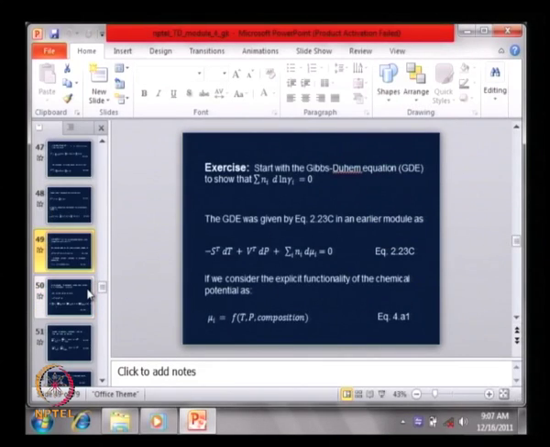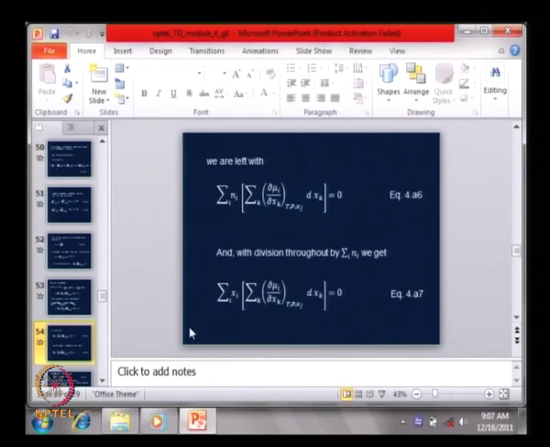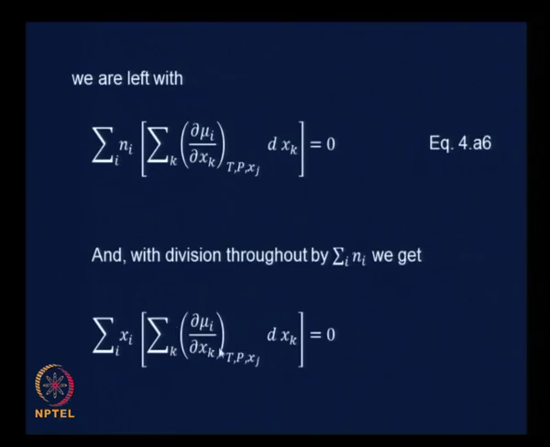and we arrived at a point where all other terms vanished and we were left with summation over xi, the inside sum. When this is varied, the whole range of k is taken into account, and then this is varied and so on. So, summation over k dou mu I by dou xk at constant T, p, xj dxk equals 0. We have arrived at this stage, equation 4a7, at the end of the last class.